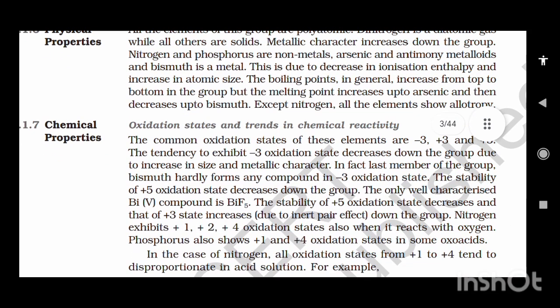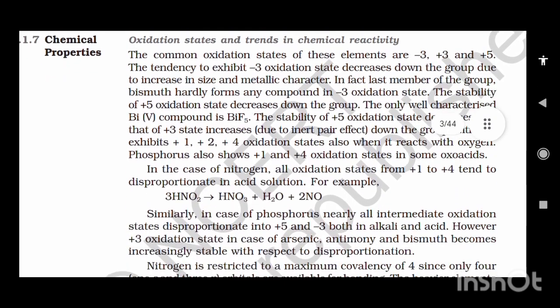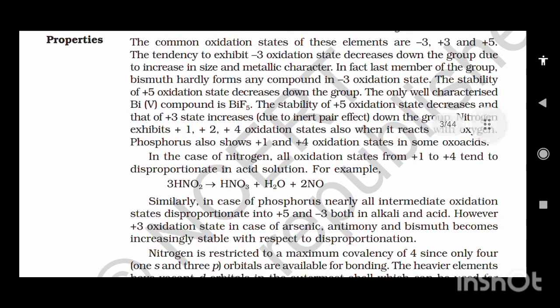Chemical properties. The common oxidation states of these elements are -3, +3, and +5. The tendency to exhibit -3 oxidation state decreases down the group due to the increase in the size and metallic character. In fact, the last member of the group, bismuth, hardly forms any compound in -3 oxidation state. The stability of +5 oxidation state decreases down the group. The only well characterized bismuth compound is BiF5. The stability of +5 oxidation state decreases and that of +3 state increases.